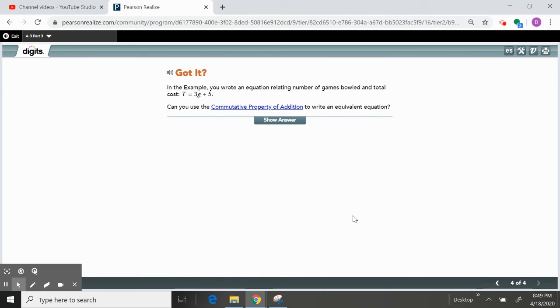And part 4. In the example, you wrote an equation relating number of games bowled and total. The total equals $3 per game plus $5. That's what we call the commutative property of addition. Okay, so don't worry so much about that screen. Really take your focus on the first 3 screens. So your job when you log on today is to go through part 3 and try that on your own.